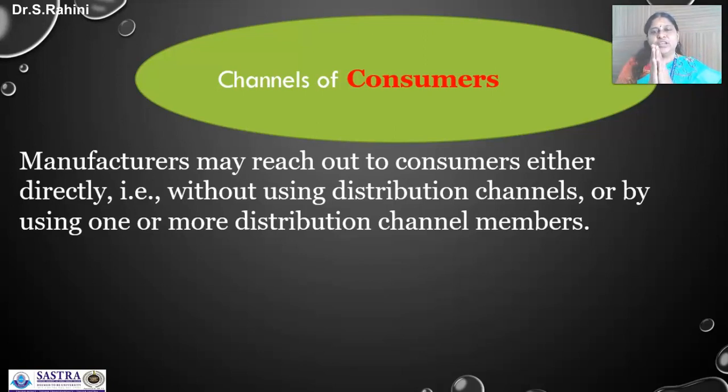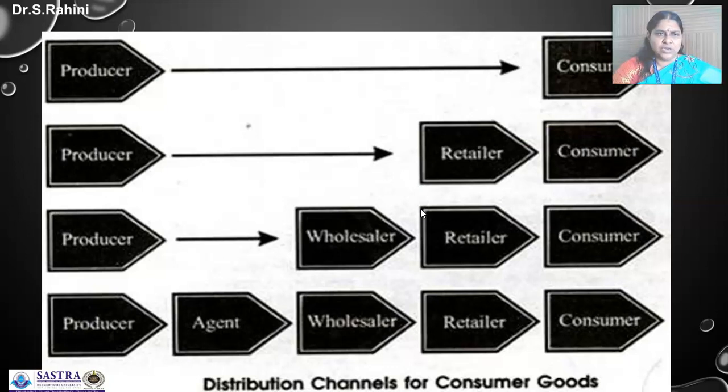Distribution channel members are also very few in the case of consumer products. They don't want those very long consumer channels. When you compare the distribution channels for consumer goods, there will be different models. There are four models we are focusing on. Here, model number 1 is the producer directly sending it to the consumer.